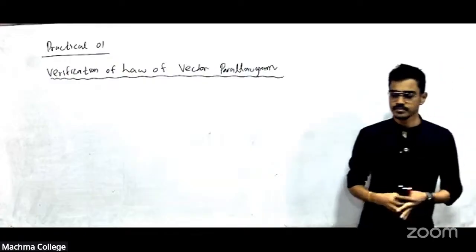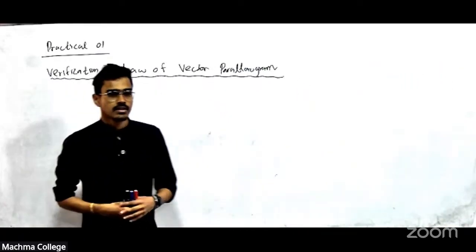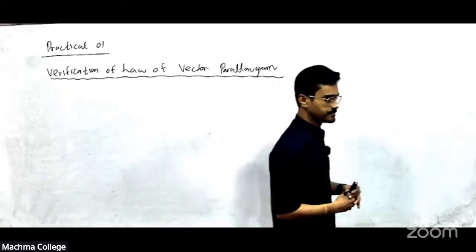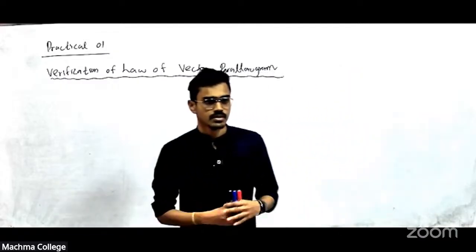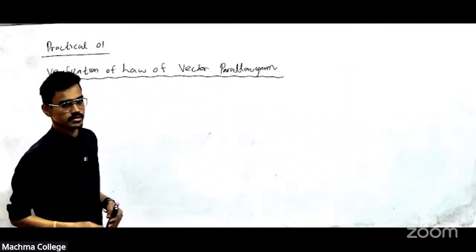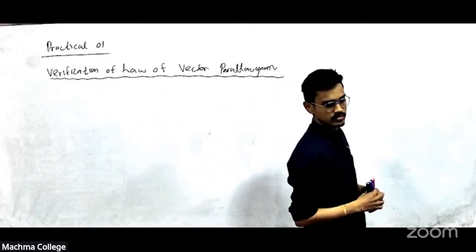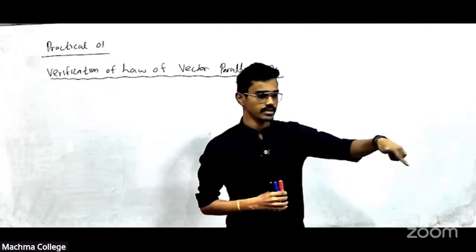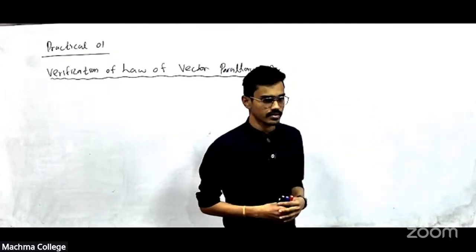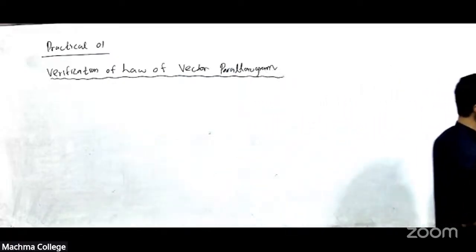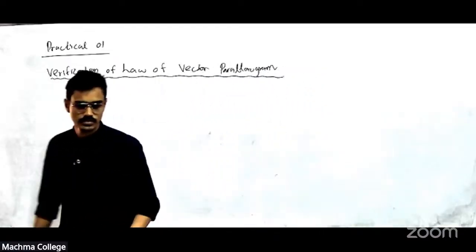Right. So before moving on to the experiment, first let's recall the theory part of vector parallelogram. Right? Coming. You can come to the front if needed. If you couldn't see the board, you can come to the front. Right. Can you pass it?